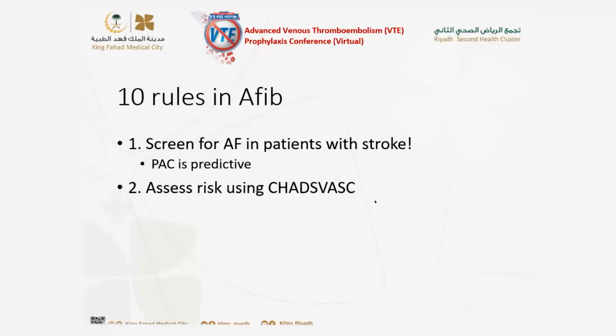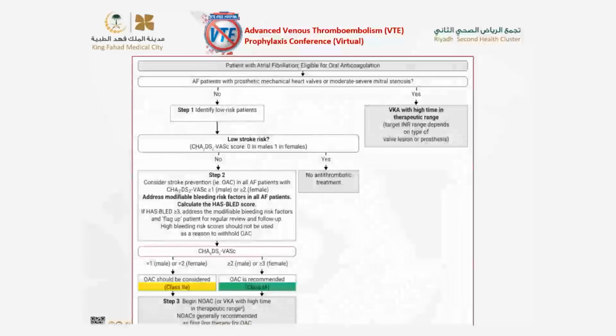I cannot emphasize the importance of using CHA2DS2-VASc, and I don't think this needs any emphasis. Although I did critique the tool, it is really the best thing that we have. So assessing the risk with CHA2DS2-VASc is extremely important. And what to do with patients with CHA2DS2-VASc?